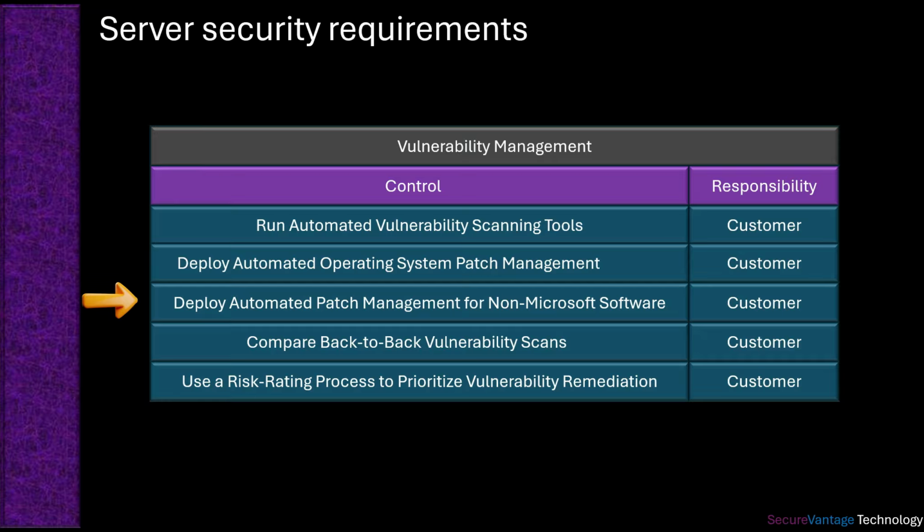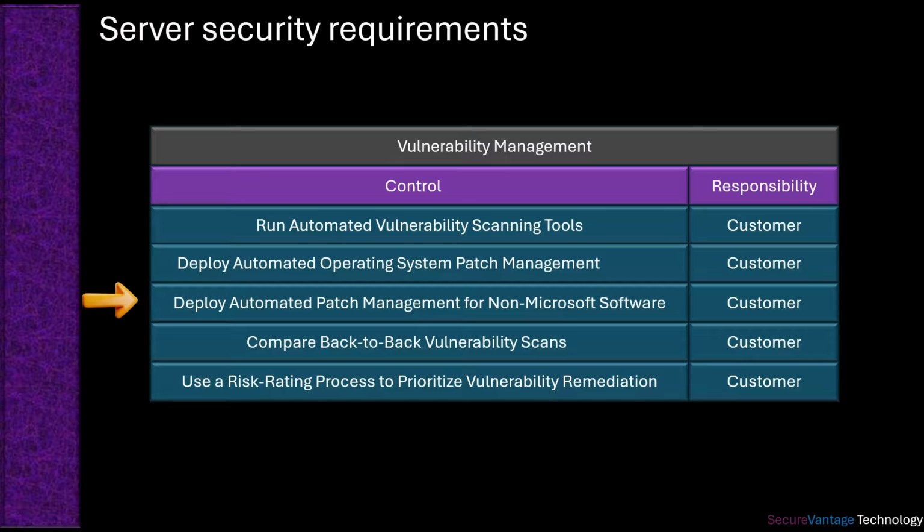Third control is deploy automated patch management for non-Microsoft software. Now your server doesn't just run on Microsoft software. It might also use tools from other companies. These also need to be kept up to date. Just like you wouldn't only fix the front door and leave the back door vulnerable, you need to patch non-Microsoft software too.